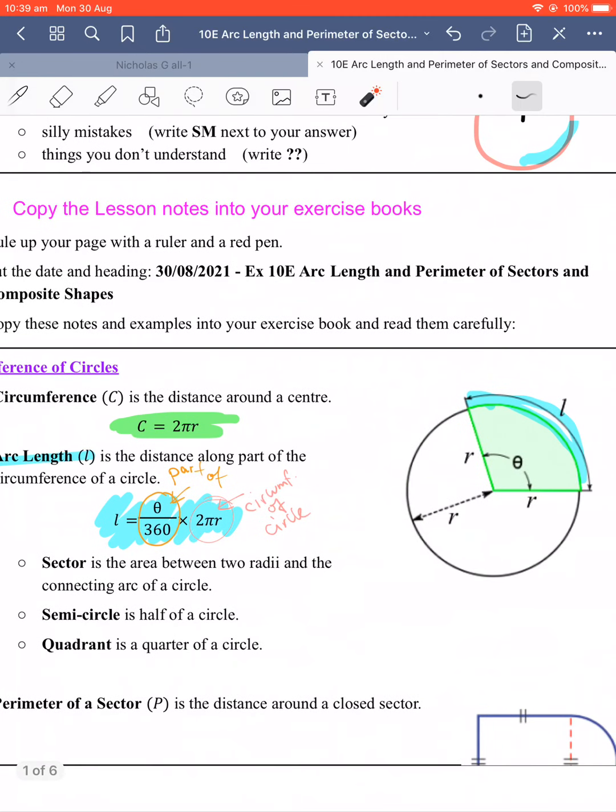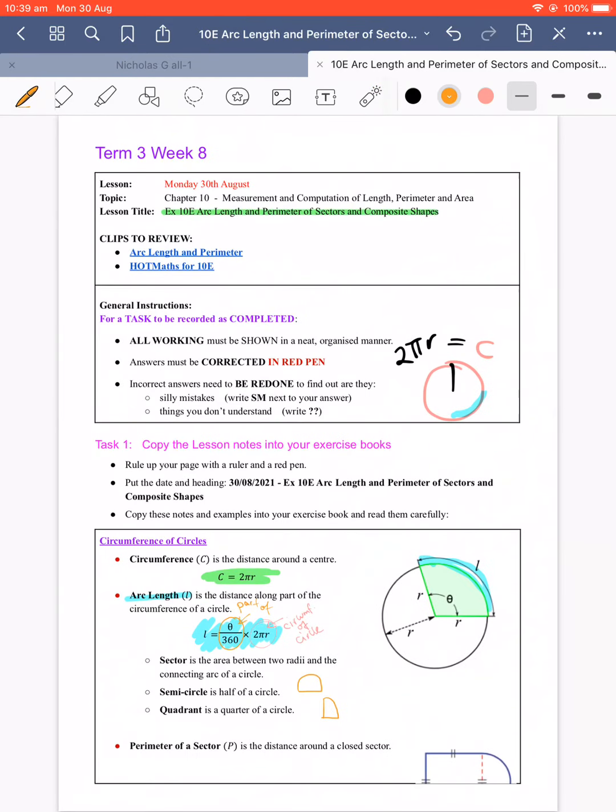Next part. This thing, as I've said earlier, is called a sector. I like to think about it as the area between two radii and the connecting arc of a circle. To me, that looks like a slice of pizza. Here I've cut, and I have my crust, and that is my area. That is what I then eat. We then have a couple of other types of circles that we need to be aware of. So we have a semicircle, which is half a circle, and we also have a quadrant, which is a quarter of a circle.